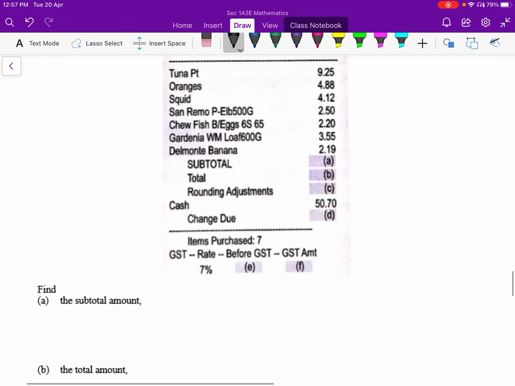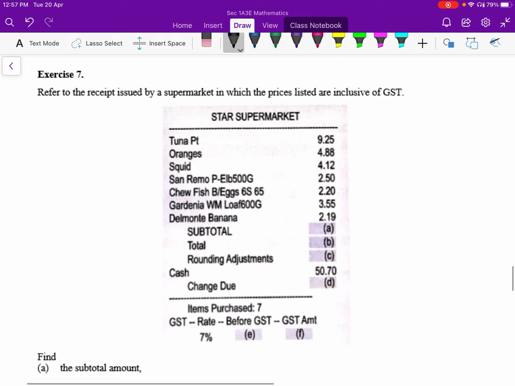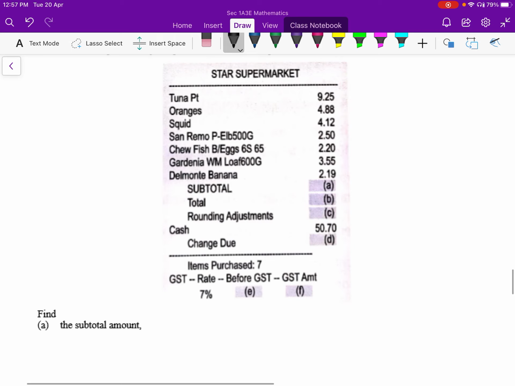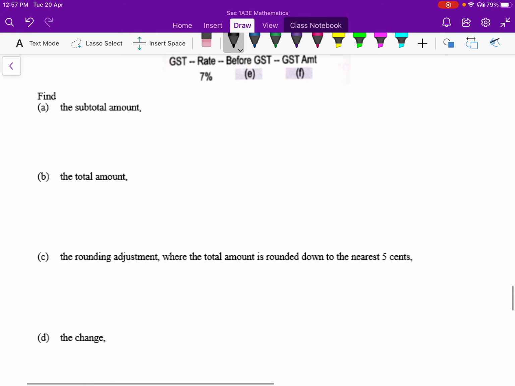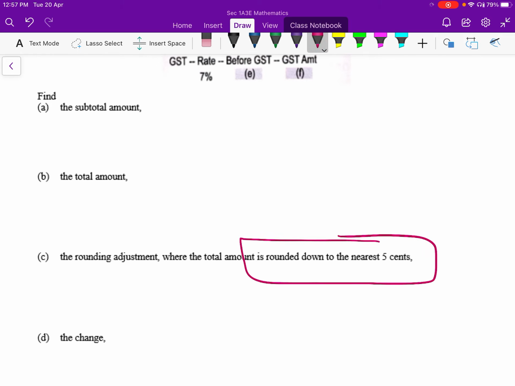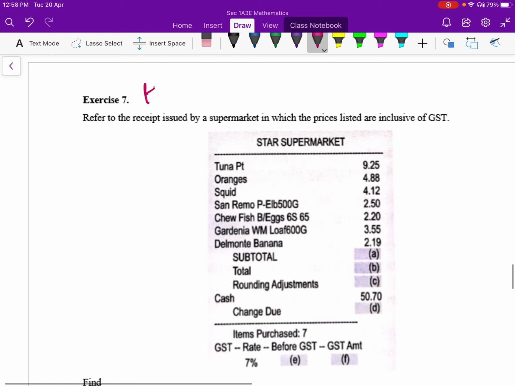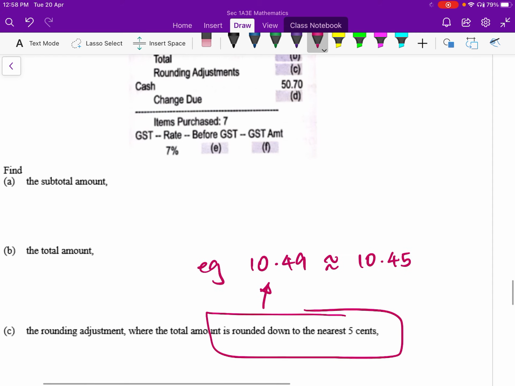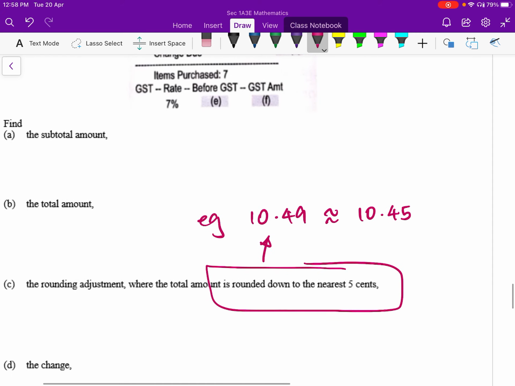Okay, 2 more questions to go. You can do this by yourself also. But take note for part C, the difference in the question is that they say it is rounded down. So even if it is $10.49, you will need to round it down to become 10.45. This is also your homework, Exercise 7. And then the final question.